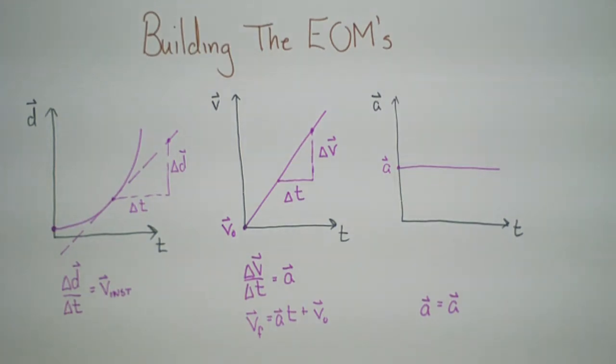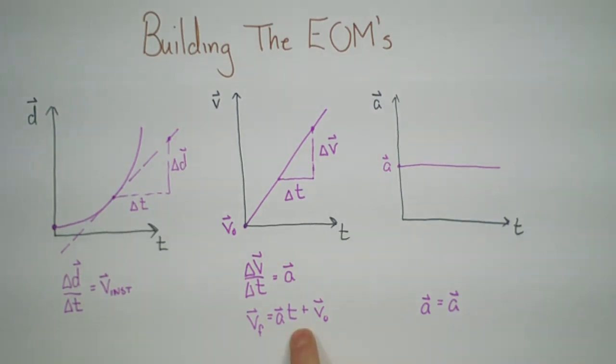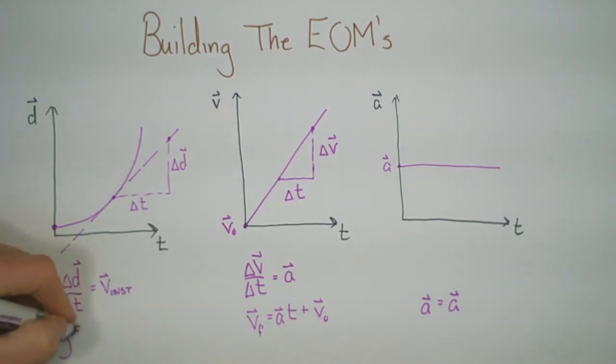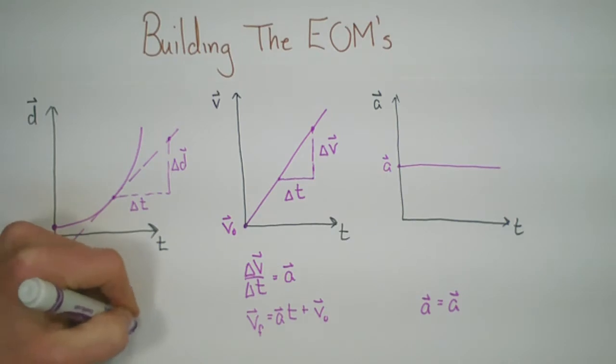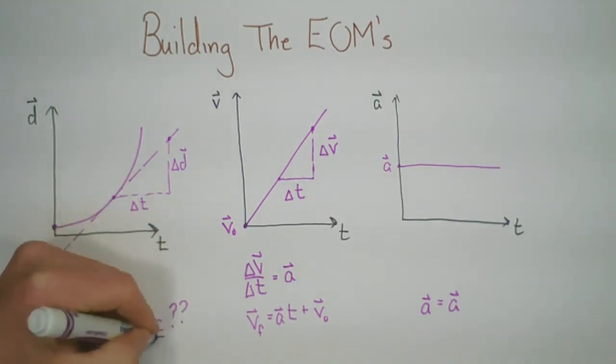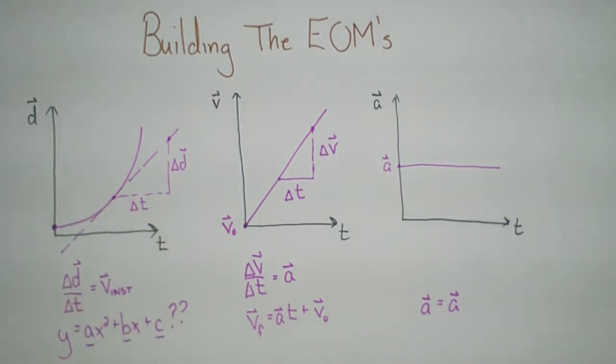We will now continue with building the equations of motion. Previously, we had plotted position time, velocity time, and acceleration time information. With the acceleration a constant, the final velocity was equal to the acceleration times time plus the initial velocity, and we were left with no equation for the position. We know from mathematics it must be in the form ax squared plus bx plus c. But where do the a, b, and c come from?